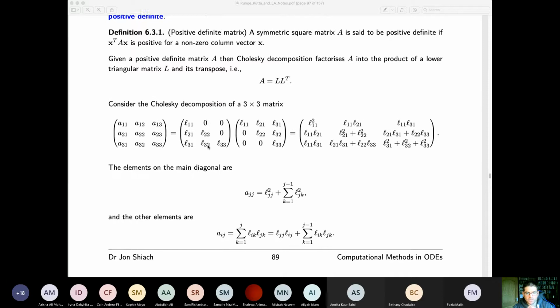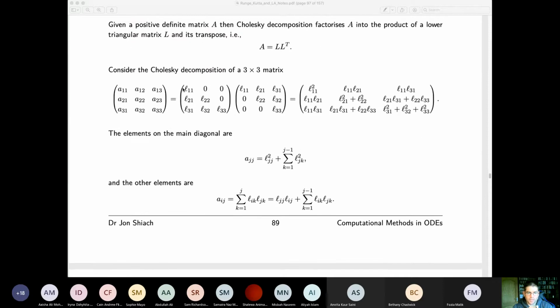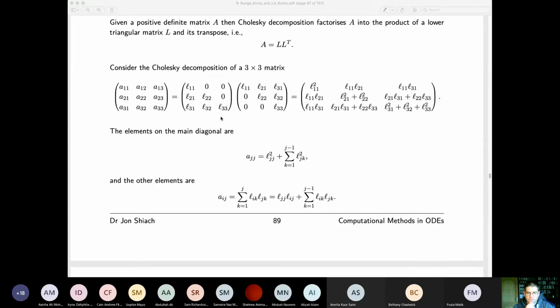Okay, so let's have a look at a 3 by 3 example. There's my lower triangular matrix, this 3 by 3 example, and there's L transposed. Carefully note that these subscripts are slightly different from what they usually are, because we've got L21, L31 on the first column, and that becomes the first row. So if I multiply these two together, I get this. Note that this is symmetric.